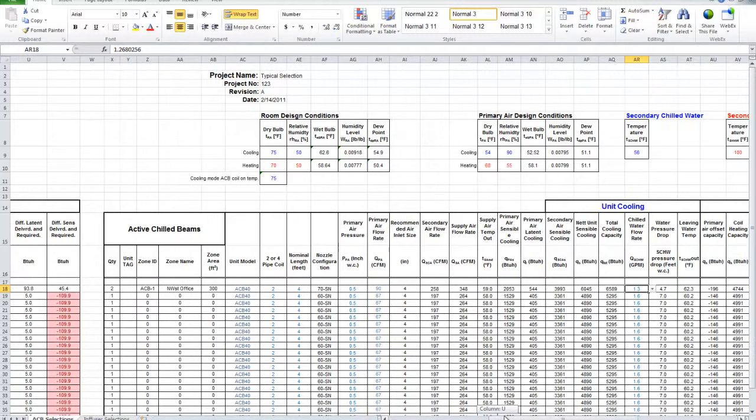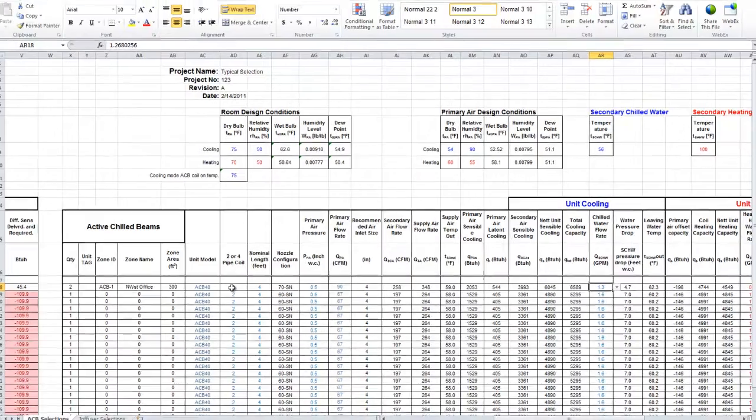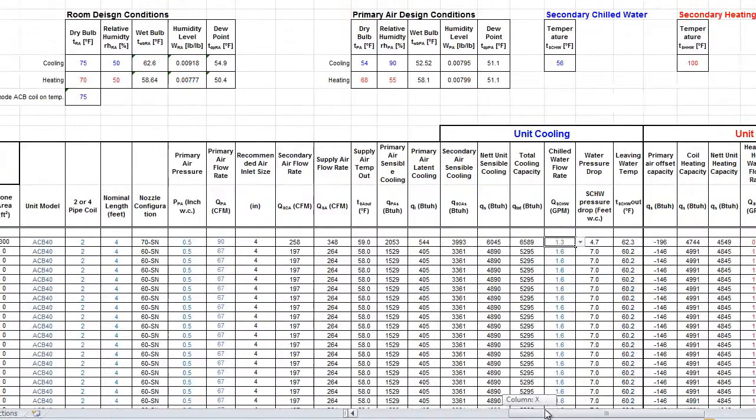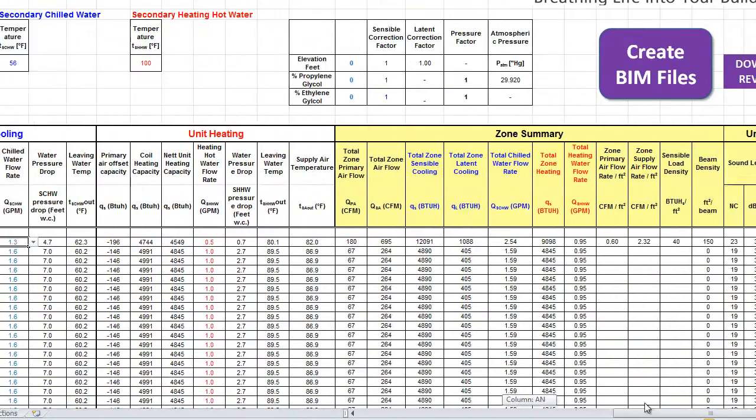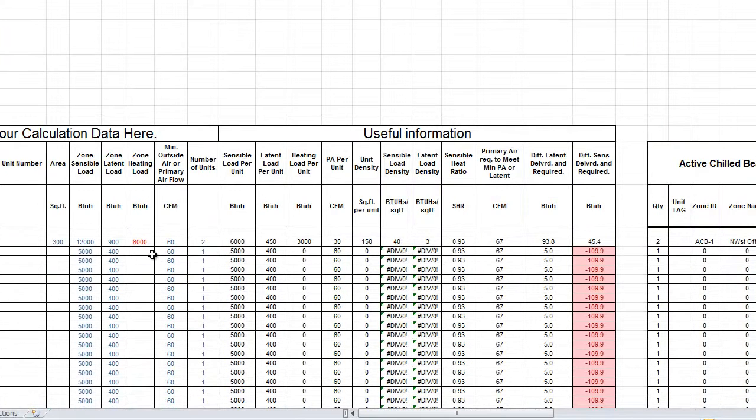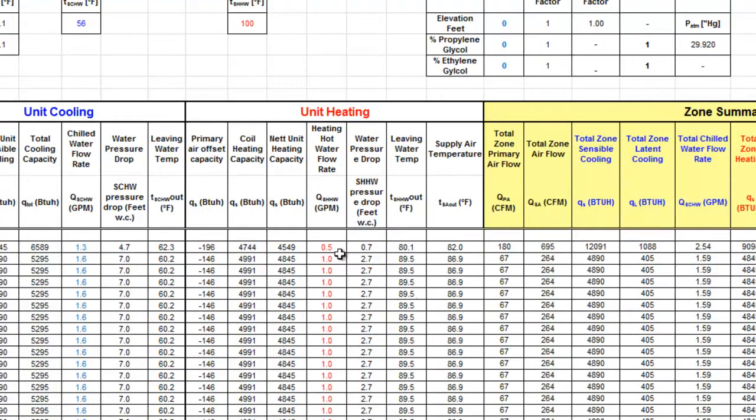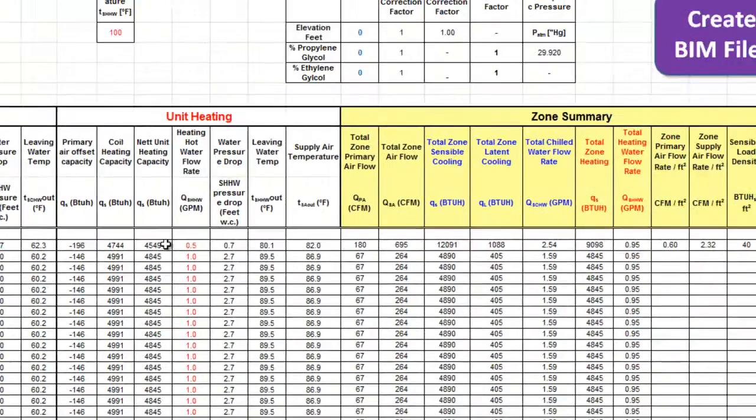So we've now undertaken a 4-foot ACB 40 selection that meets the sensible requirements and the latent requirements for that zone, and we can see over further to the right hand side of the portion that we now need to have a closer look at the heating capacity. So we can scroll back to the left and see that the heating requirement per beam is 3,000 BTUs, and at 0.5 GPM of water flow rate we're delivering 4,500, so we're good there.